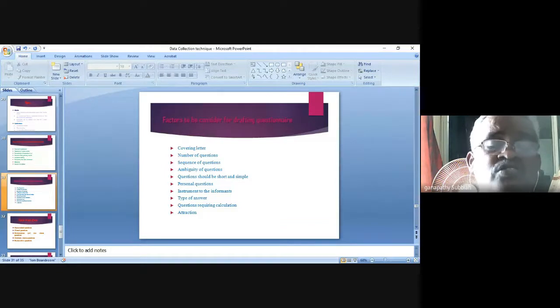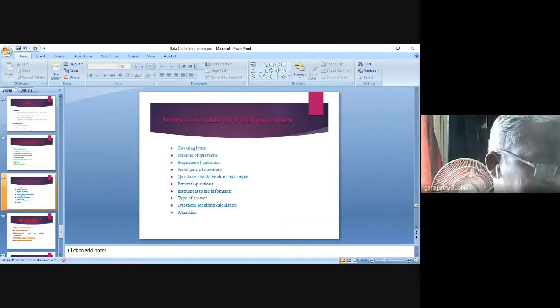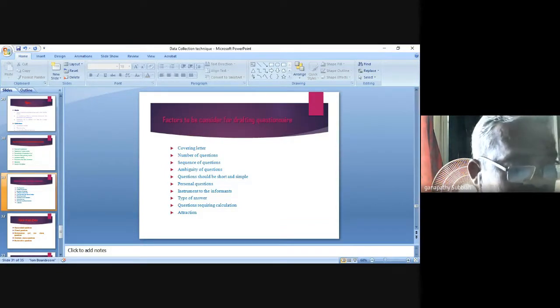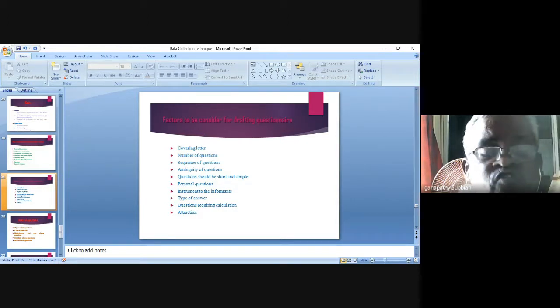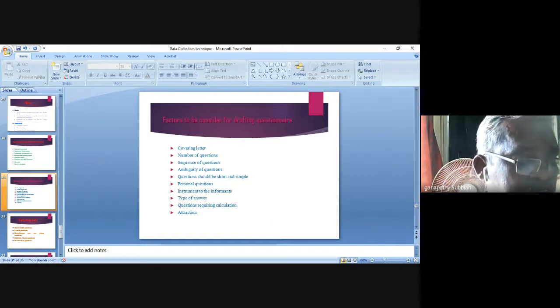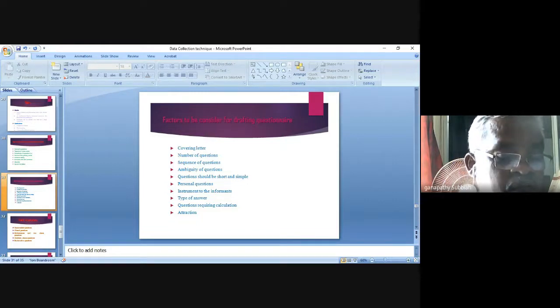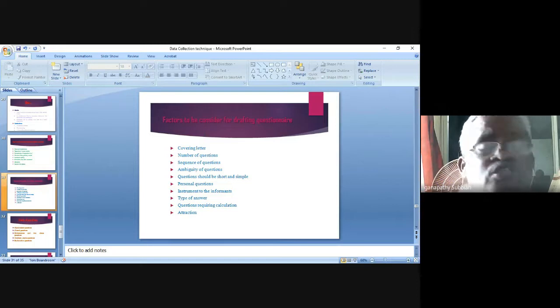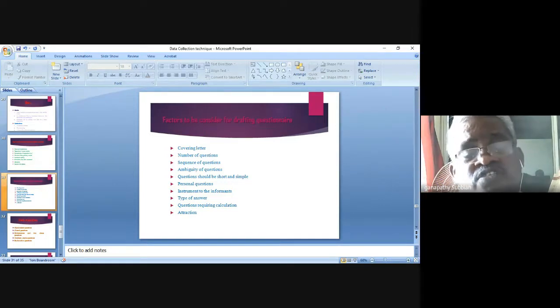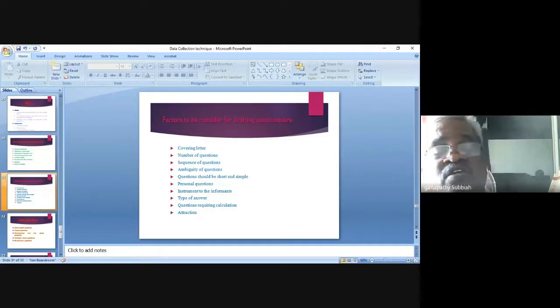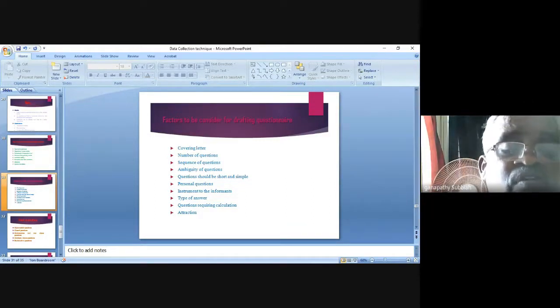The personal questions are another important influencing factor for drafted questionnaires. As far as possible, questions of a personal and pecuniary nature should not be asked. Personal information questions should be avoided by the researcher.